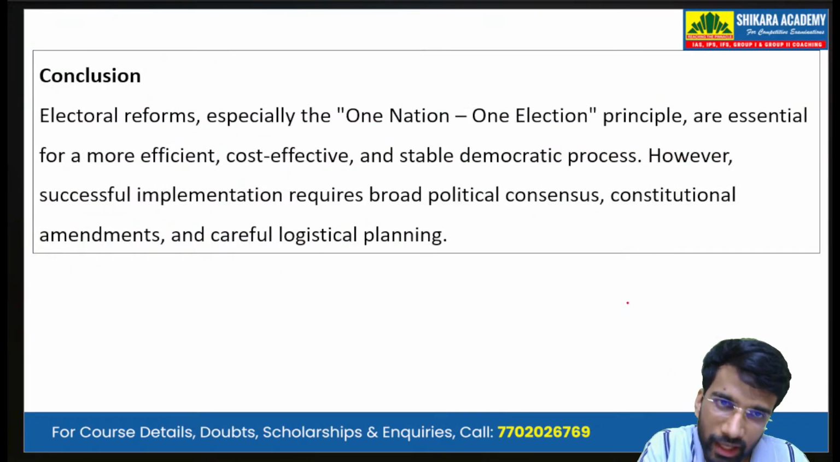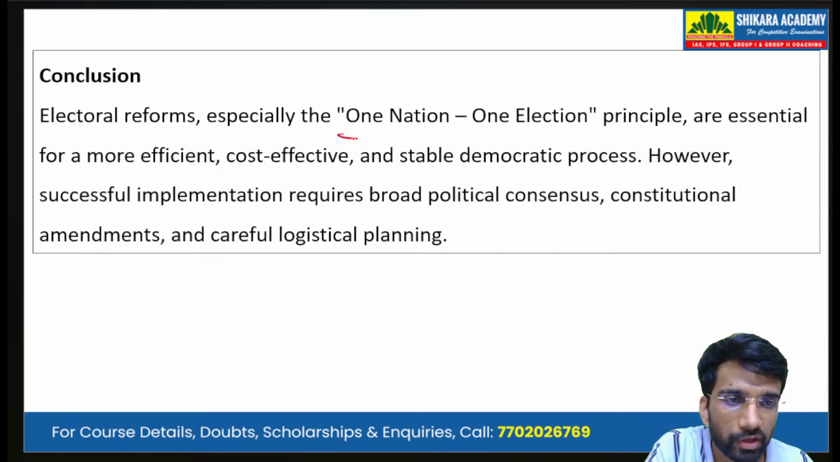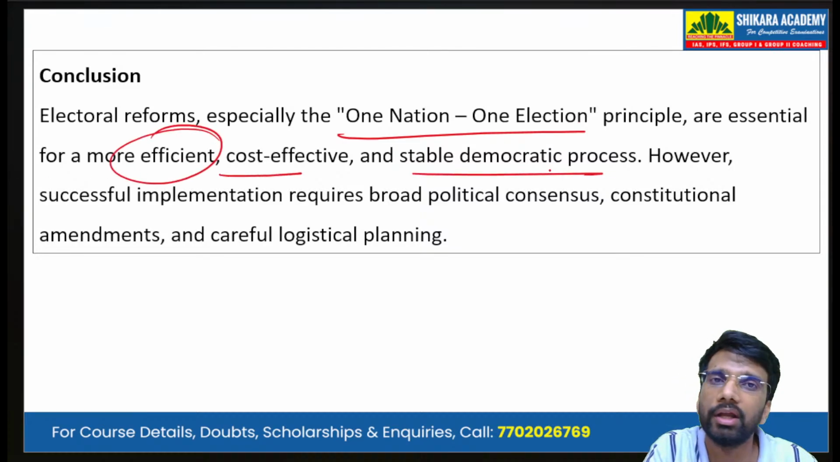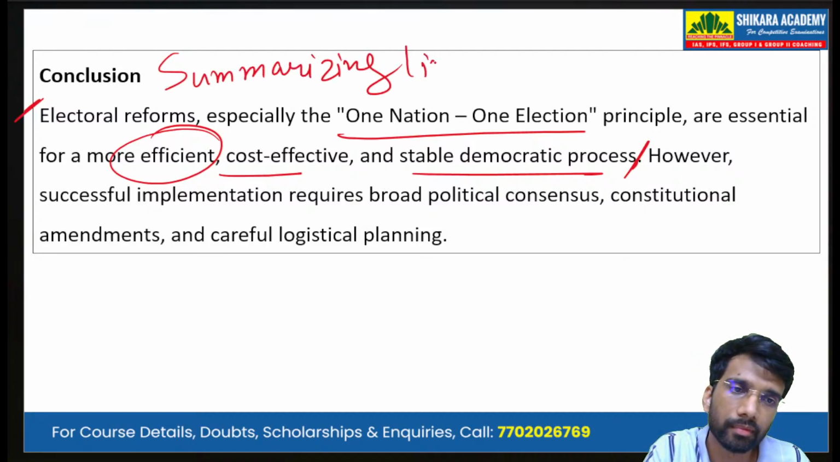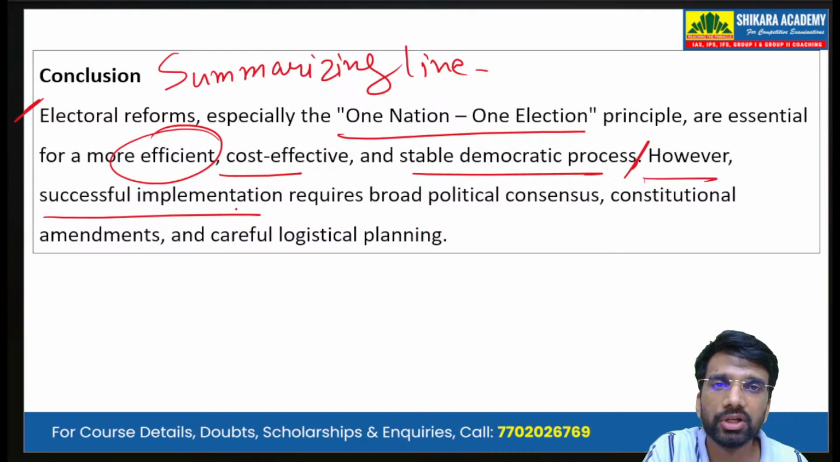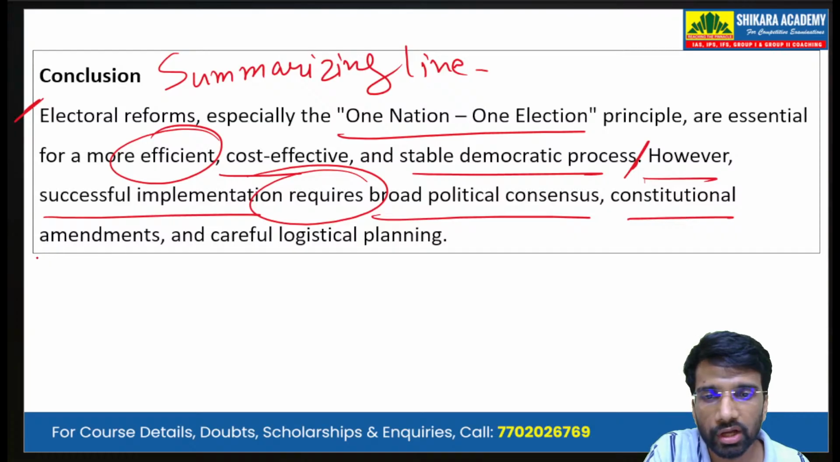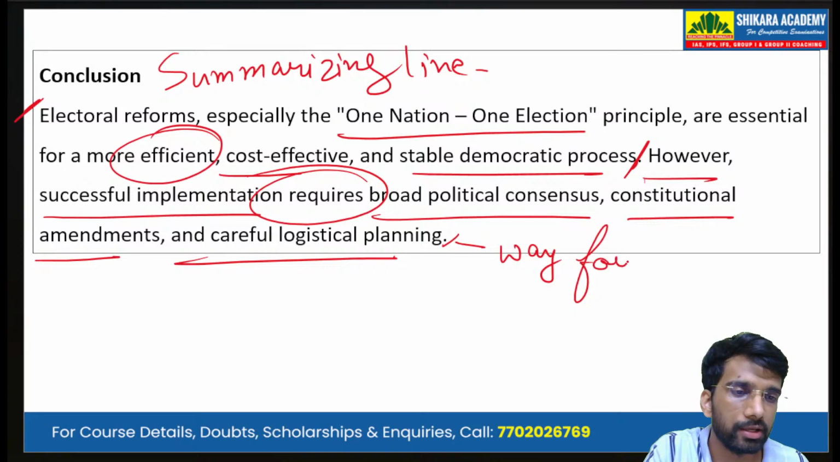Now, in conclusion, we can summarize and write a way forward: electoral reforms, especially the one nation, one election principle, are essential for a more efficient, cost effective, and stable democratic process. However, successful implementation. So this is our summarizing line. And the second line, that is, however, the successful implementation requires broad political consensus, constitutional amendments, and careful logistical planning. This is our way forward line.